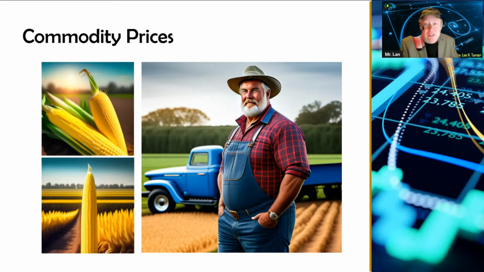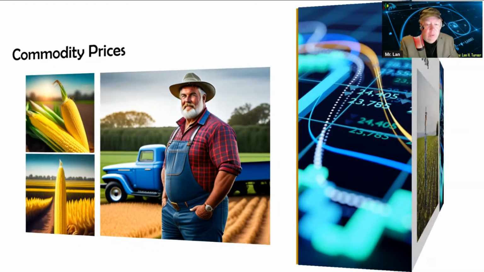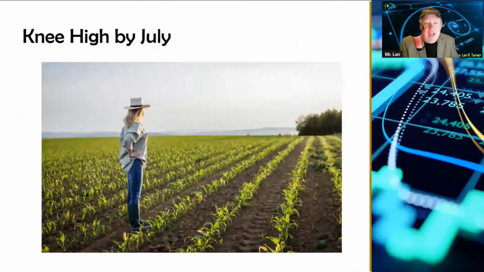Now, there's all kinds of seasonal trends that occur. We've got corn, soybeans, sugar, gold, silver, crude oil. There's all kinds of different seasonal events that occur in the futures market that are easy to understand why these markets might move like that, right? We've got other sayings like "knee high by July." Why do we say the corn needs to be knee high by July?